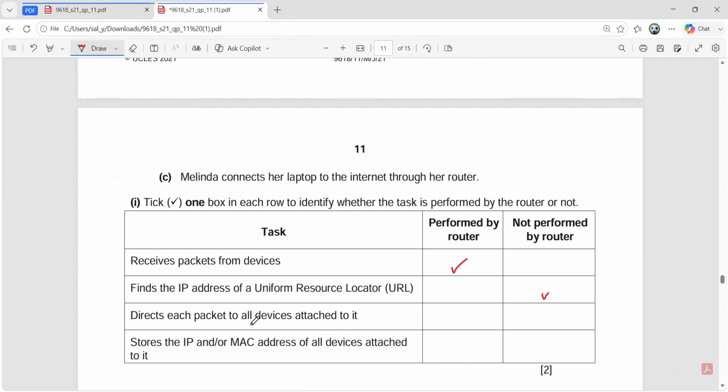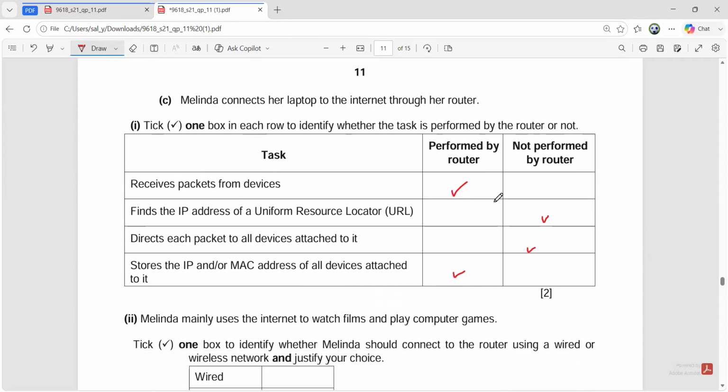Directs each packet to all devices attached to it. This is not. Stores the IP and or MAC addresses of all devices attached to it. That is a yes. That is something that is performed by a router. And in this manner, 2 marks are going to be yours if you have ticked the right values in column 1 and in column number 2.